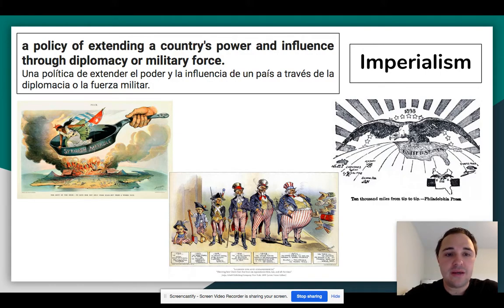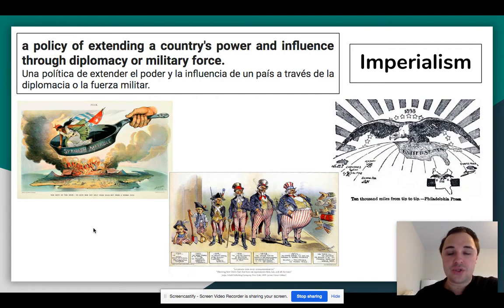So diplomacy, either through treaties, talks, or agreements, can take over a weaker country and gain power and influence that way. Or they can use military force, either through war or violent ways of taking over other weaker countries to gain complete and total control of those areas and to extend their power and influence in the world. Remember, imperialism is all about extending one's power through the amount of land and wealth they gain in the world.